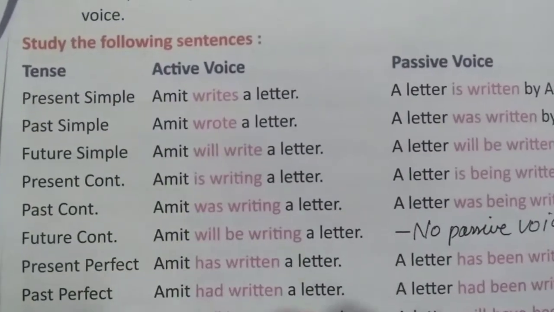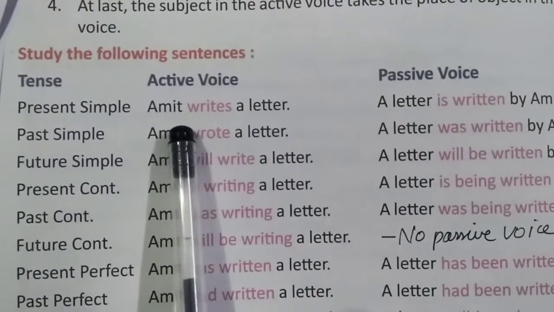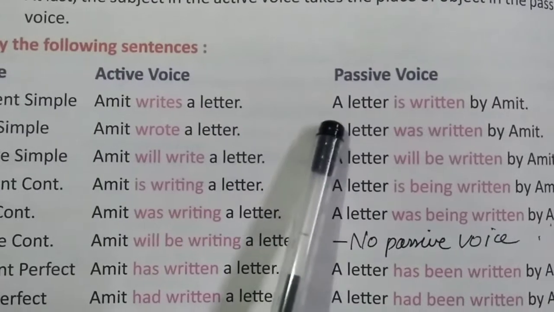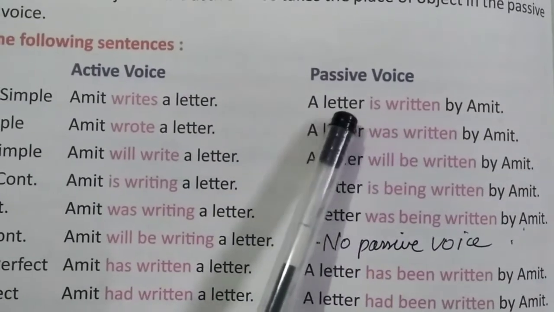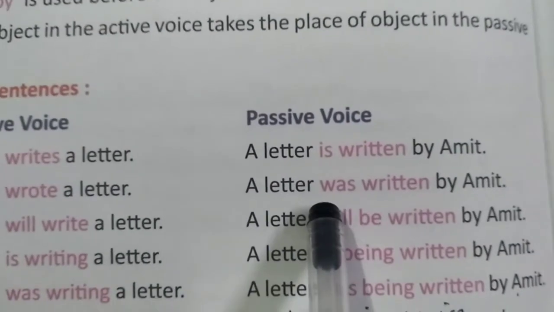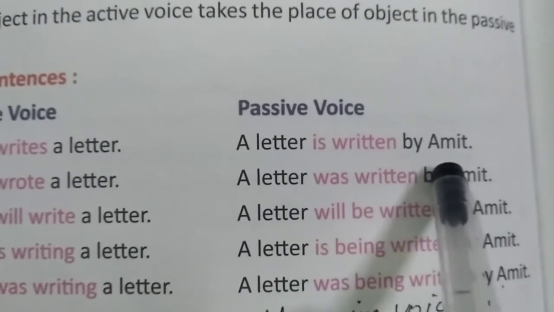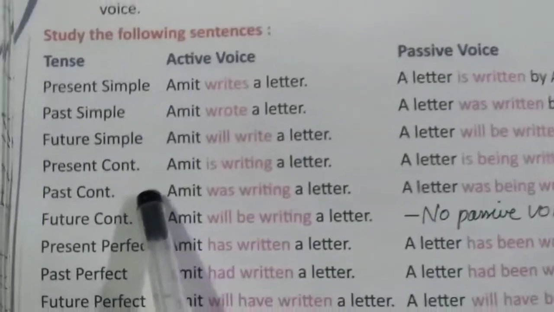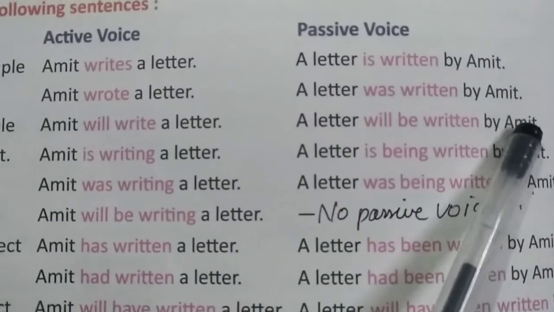Now study the following sentences. The tense is present tense. Its active voice is Amit writes a letter, and when we change it into passive voice, a letter is written by Amit. So here letter is the object, is written is the verb in the third form, and Amit is the subject, which is preceded by by. Now in past tense, Amit wrote a letter becomes a letter was written by Amit.